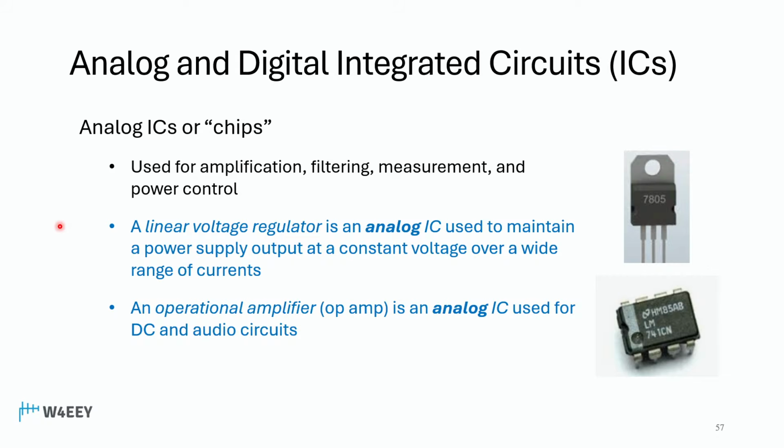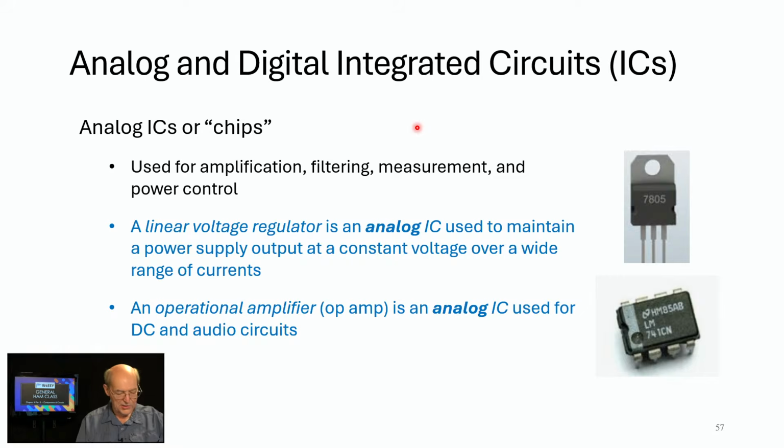We're going to increase complexity now and talk about analog and digital integrated circuits. So we've gone from resistors and capacitors and inductors, and talked about semiconductors and tubes, and now we're going to talk about analog and digital integrated circuits. So we're going up the food chain, so to speak. Analog ICs are sometimes called chips, used in amplification, filtering, measurement, and power control, so lots of applications. A linear voltage regulator is an analog IC used to maintain a power supply output at a constant voltage over a wide range of currents.